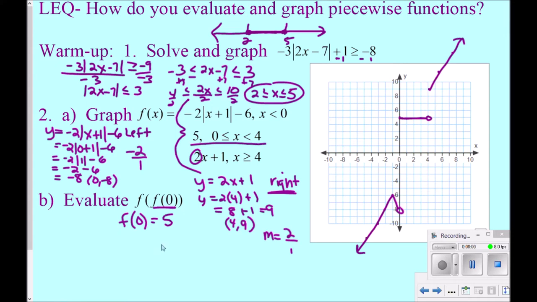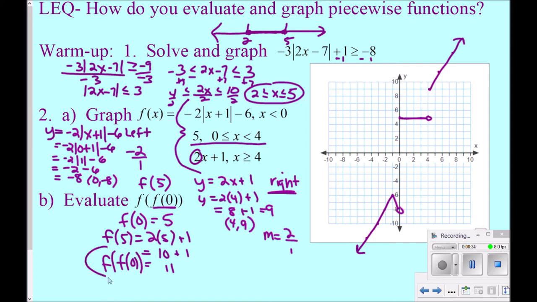So now I'm going to input 5 into f again. So I'm going to find f of 5. And when I do that, I'm looking and I'm seeing that 5 is greater than 4. So that means I'm inputting into the bottom equation. So f of 5 is equal to 2 times 5 plus 1, which is 10 plus 1, which is 11. So my final answer is 11.